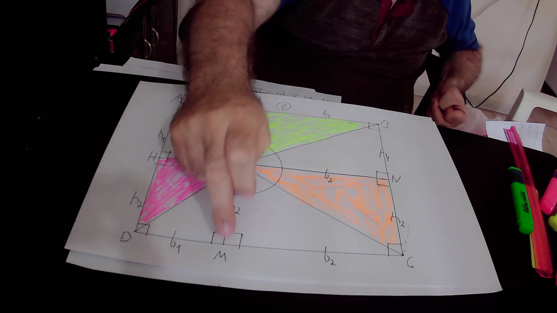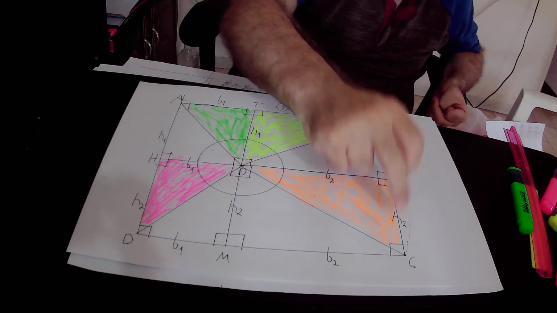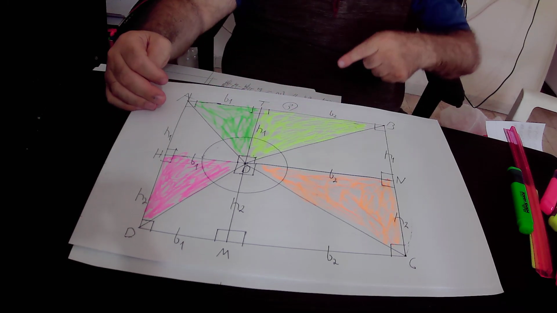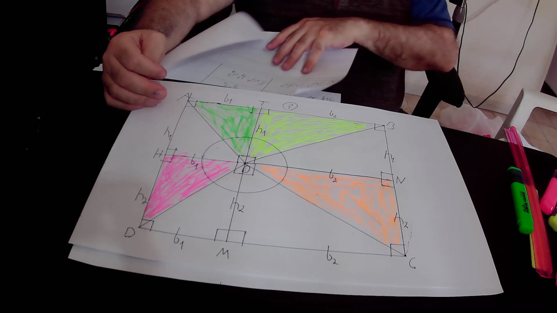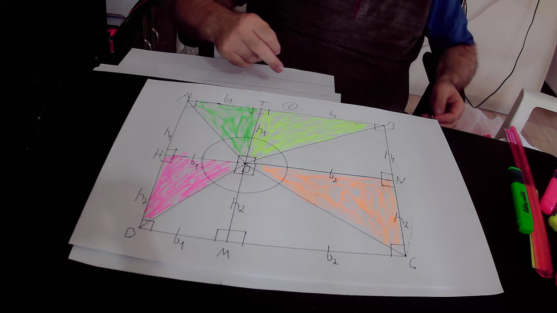And finally, OM equals NC, but we know that OM equals H2, therefore NC must also be equal to H2. Then we join points A and O together by a straight line. In this way, we created the right green triangle ATO. We implemented the Pythagoras theorem on the right green triangle ATO.